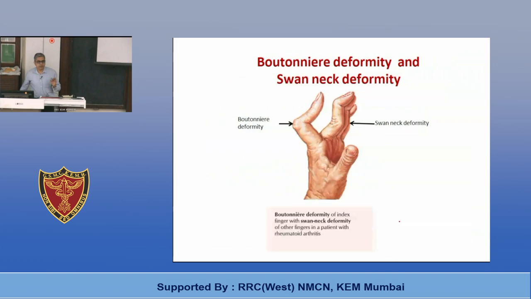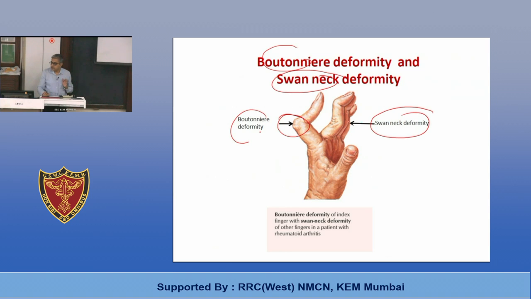There are two other deformities, boutonniere deformity and swan neck deformity. Boutonniere deformity happens in rheumatoid arthritis. The proximal interphalangeal joint is in flexion. In swan neck deformity, the proximal interphalangeal joint is in extension and the terminal phalanx is flexed. This is present in rheumatoid arthritis. This will come in the clinical spot.